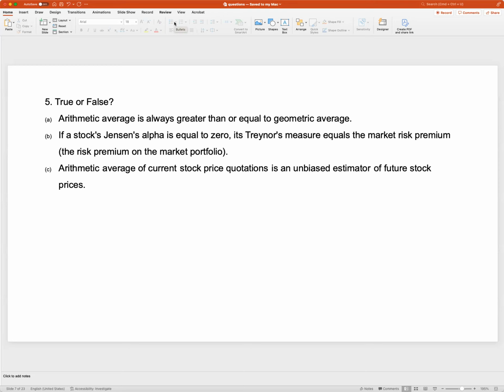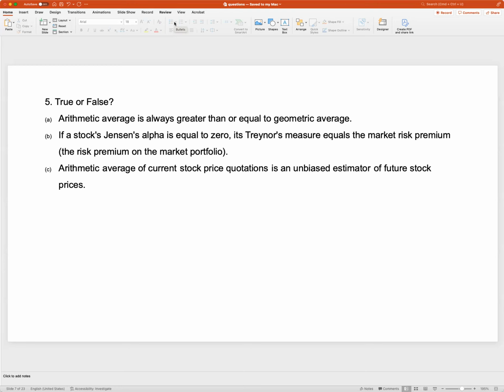The only case where the two of them are equal to each other is when the asset return has no volatility at all. It does not change over time, like a risk-free asset. For example, if the asset gives you 5% return per year for the past 5 years, then the arithmetic average equals the geometric average.